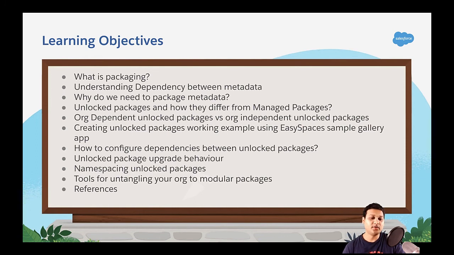And then I'll show you how to configure dependencies between unlock packages. We'll see the behavior of unlock packages when we upgrade the packages. We'll also explore a bit about the benefits of namespacing unlock packages, when to namespace, when to not namespace, what are some of the best practices around it. Also, at the end, I'll explore some tools for untangling your orgs to modular packages, and then I'll leave you with some reference materials.